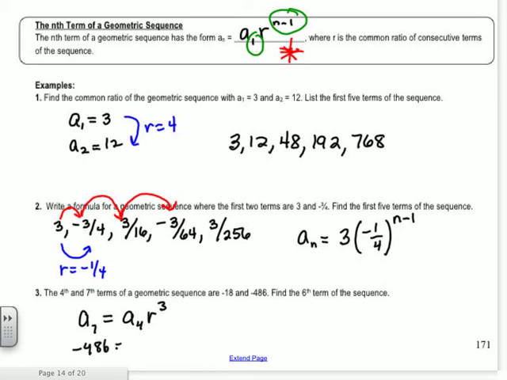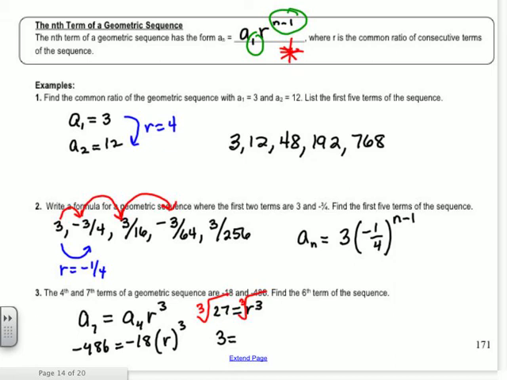All right, so I have a sub 7 is negative 486. A sub 4 is negative 18. R, we don't know. We're trying to find it, and it's being raised to the 3rd. You don't have to put that in parentheses. Okay, divide by negative 18. So do negative 486 divided by negative 18. What do you get? Yep, so you have 27 is equal to r cubed. How do I solve for r?